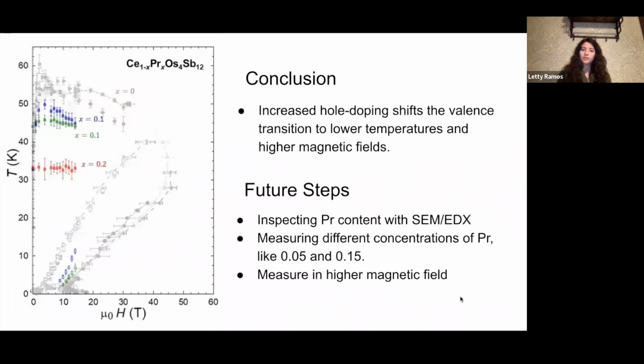So in conclusion, increased hole doping shifts the valence transition phase boundary to lower temperatures and higher magnetic fields. Future steps would include inspecting the praseodymium content of our samples with an SEM or EDX machine, and also measuring different concentrations of praseodymium, such as 5% or 15%, and measuring them in higher magnetic fields.